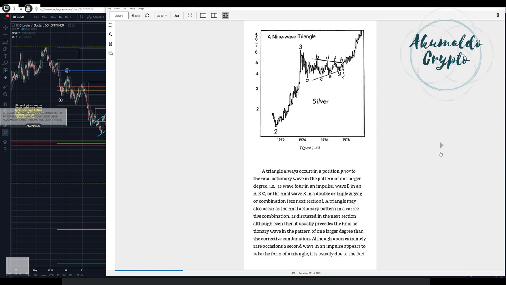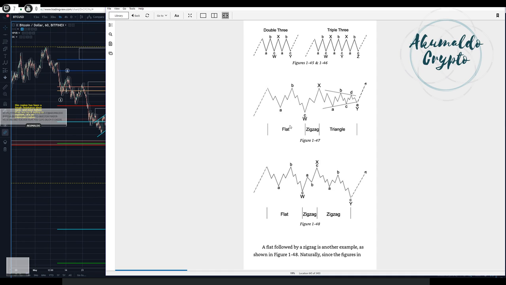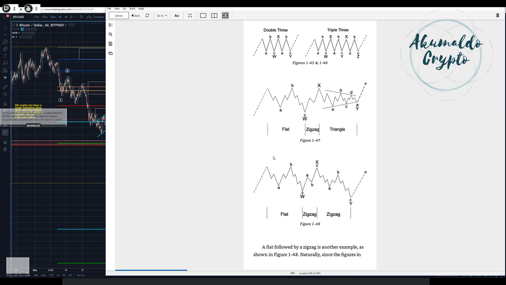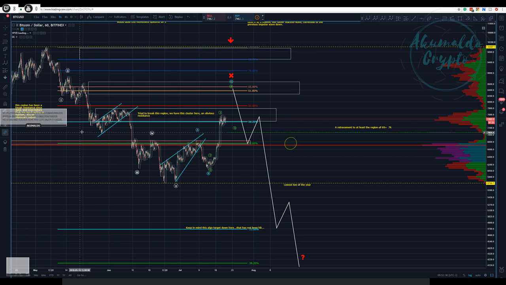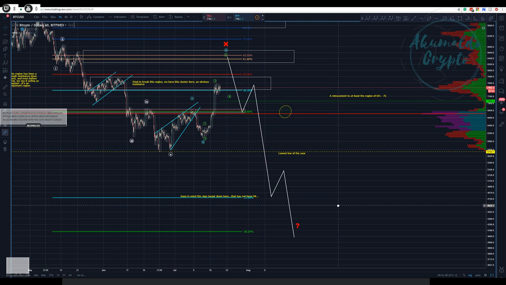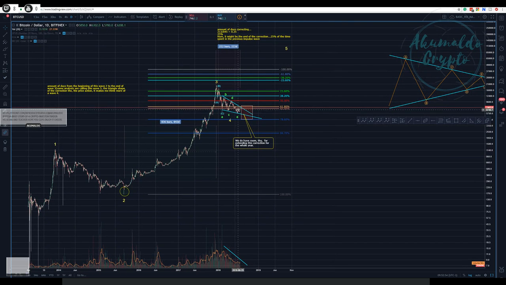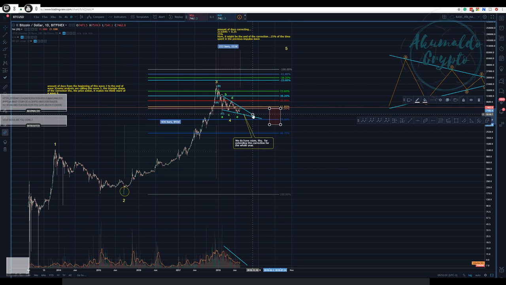Let me show you guys. It would be something like this. W X Y. You will have something like this, A B C flat, but we wouldn't have a flat at the beginning. We would have a zigzag at the beginning, right? We need to change this count if we are to allow that this is a W X Y, or this could be an A B C as well. Yes, and then I will need to consider the daily chart. We would have an A, B, C, D, E. Is that possible? Yes.